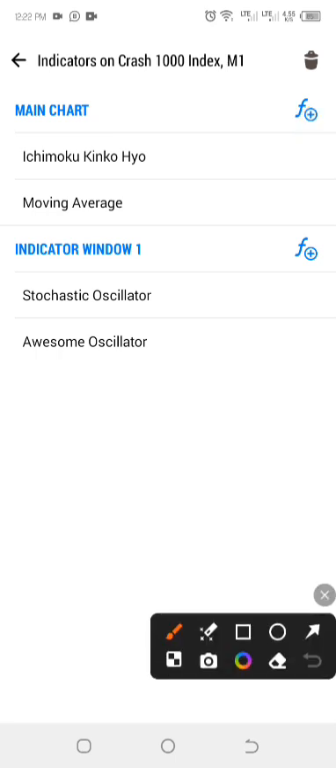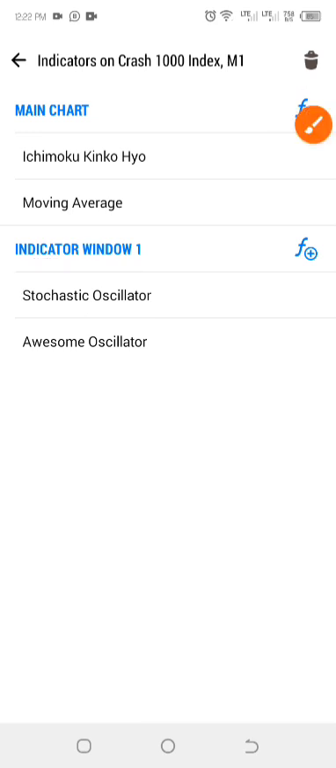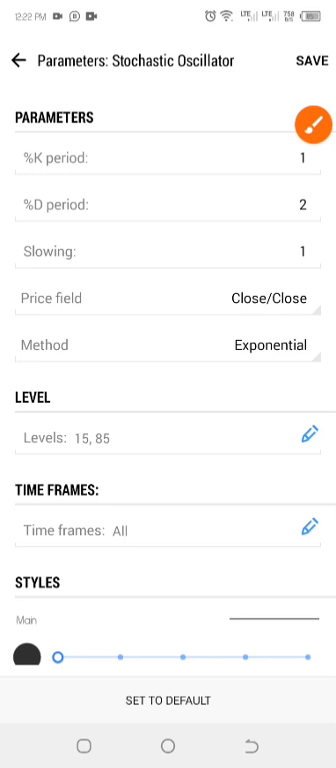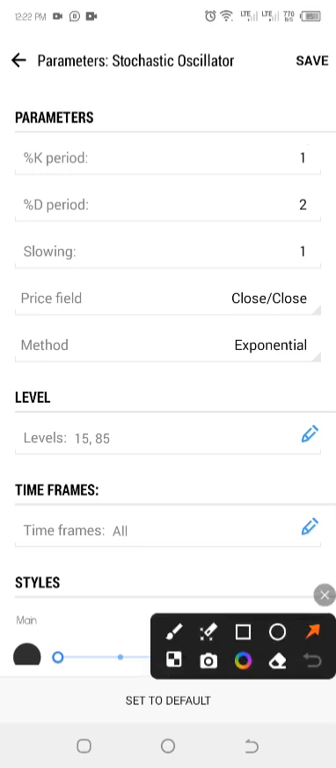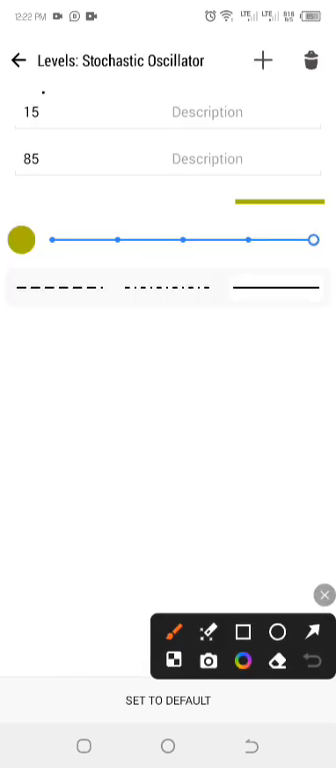Now moving on to the next indicator, which is the stochastic oscillator. To add this, we click on the F icon again, scroll down, search for stochastic oscillator and click on it. Now for the parameters, the K period is 1, the D period is 2, the slowing is 1, the price field is close, method is exponential. For the levels, we need the 15 and the 85 levels.